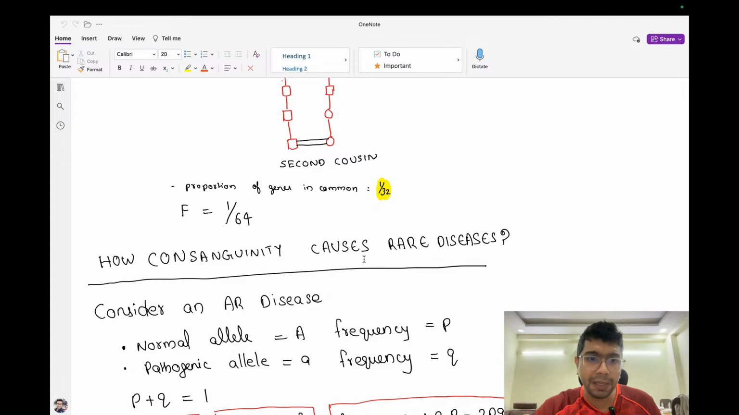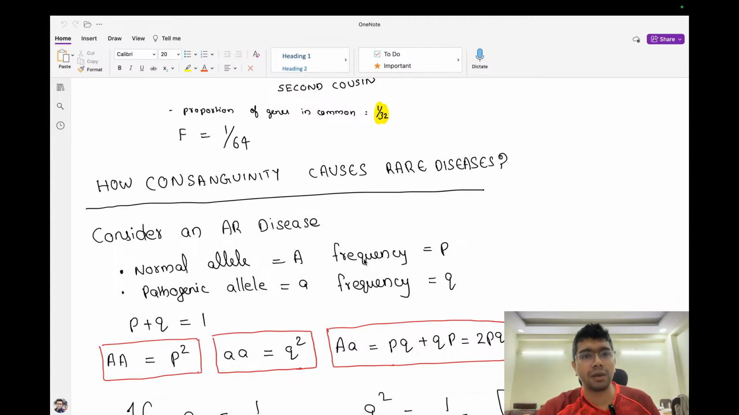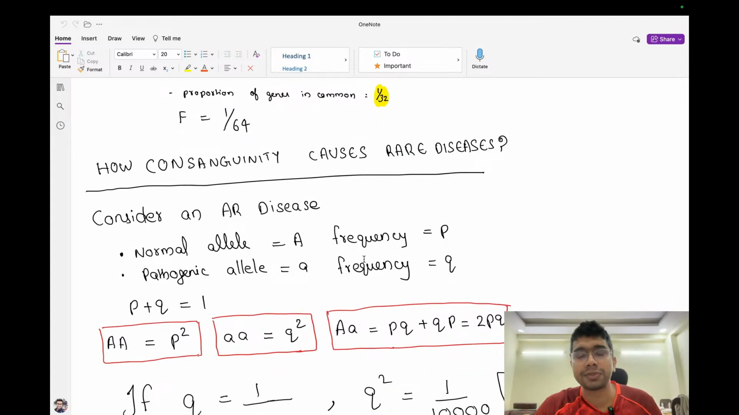And people would like to know how consanguinity causes rare disease. Rare disease can happen in a non-consanguineous marriage also if both parents are carriers for the same disease. There is a 25% risk of the occurrence of rare disease in the offspring. However, let's explain mathematically how consanguinity causes increased risk of rare diseases.